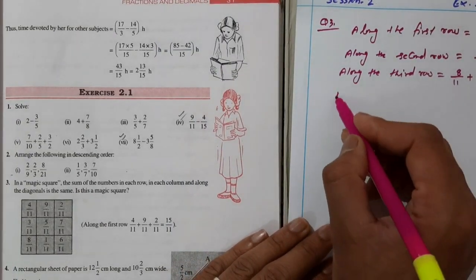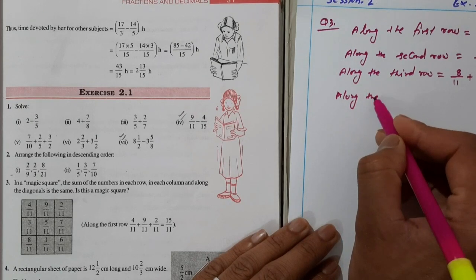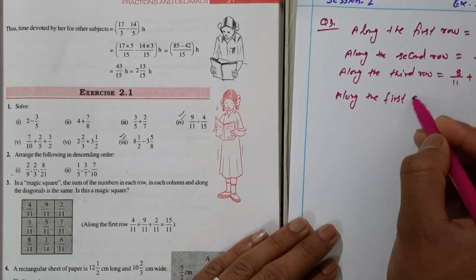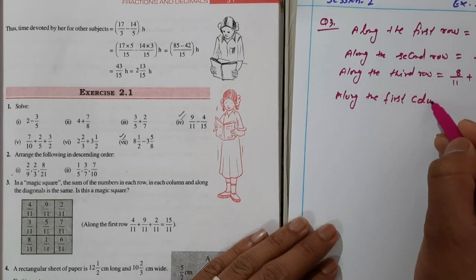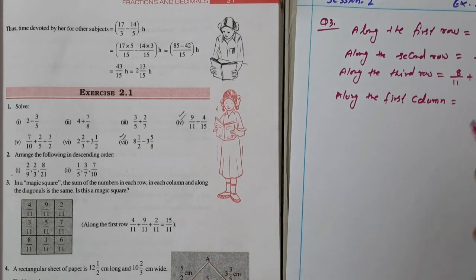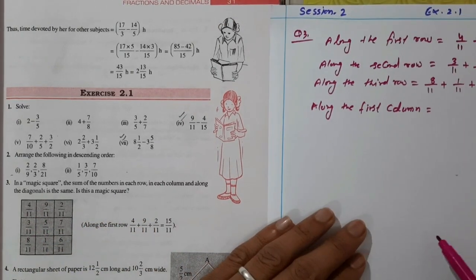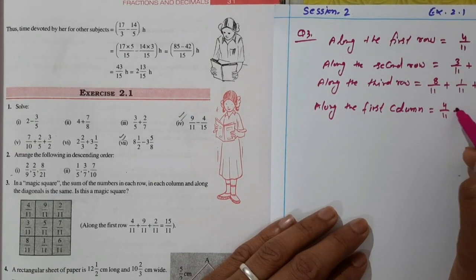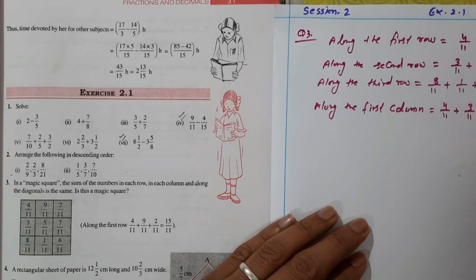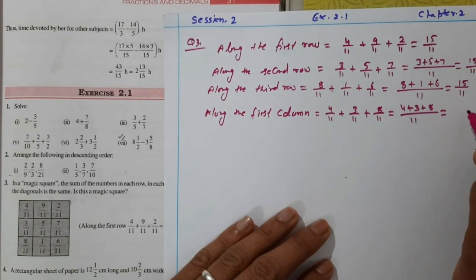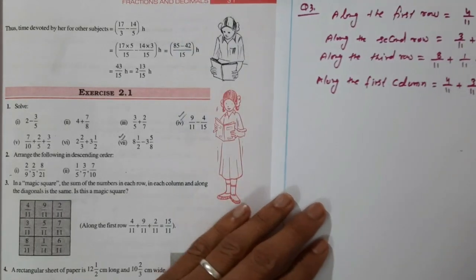Now along the first column, here the first column is 4 upon 11, 3 upon 11 and 8 upon 11. So 4 upon 11 plus 3 upon 11 plus 8 upon 11. Now denominators are the same, so 11, and the sum of numerators 4 plus 3 is 7, 7 plus 8 is 15 upon 11.